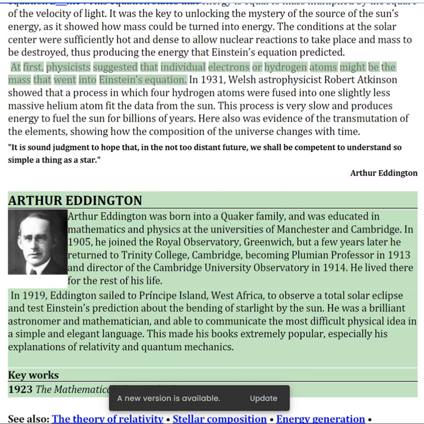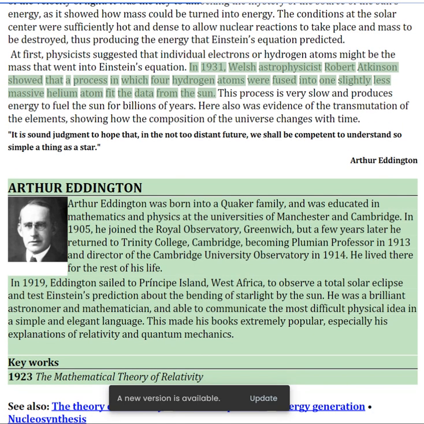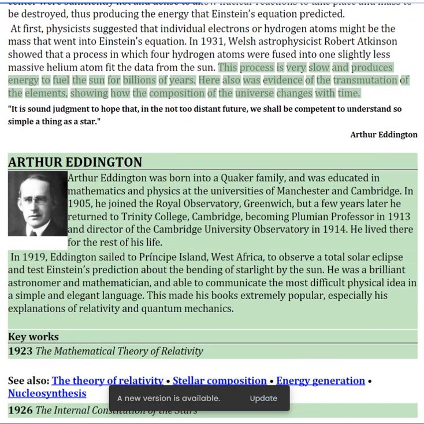At first, physicists suggested that individual electrons or hydrogen atoms might be the mass that went into Einstein's equation. In 1931, Welsh astrophysicist Robert Atkinson showed that a process in which 4 hydrogen atoms were fused into one slightly less massive helium atom fit the data from the Sun. This process is very slow and produces energy to fuel the Sun for billions of years. Here also was evidence of the transmutation of the elements, showing how the composition of the universe changes with time.